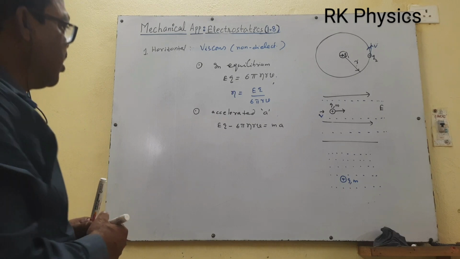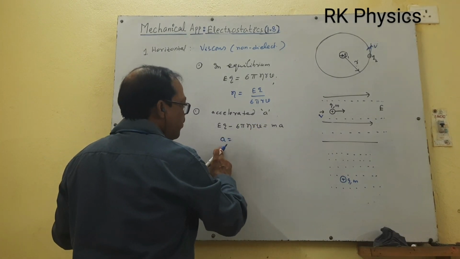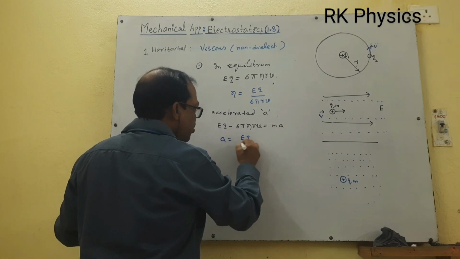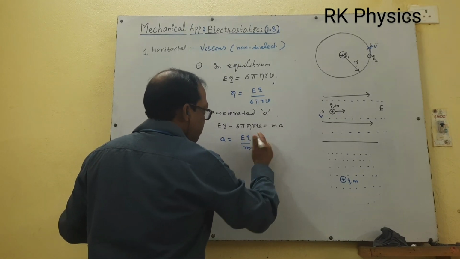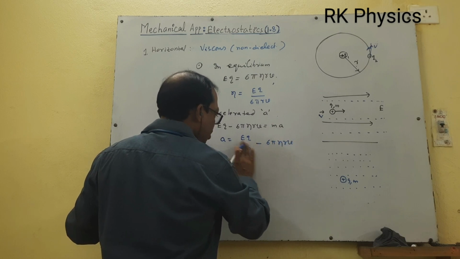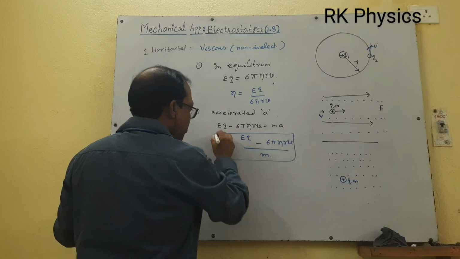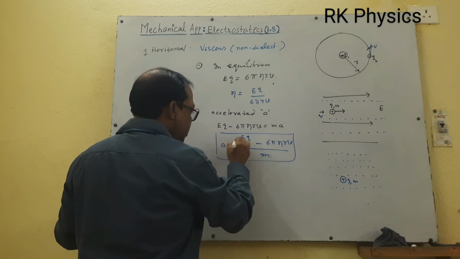So this is the resultant force. Now from this you can find out what is a. a is EQ divided by m minus 6 pi eta RV. So the whole thing is divided by m. Okay, so this is the value of acceleration.